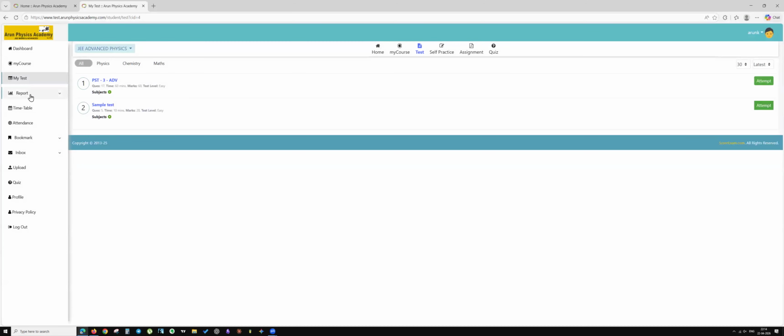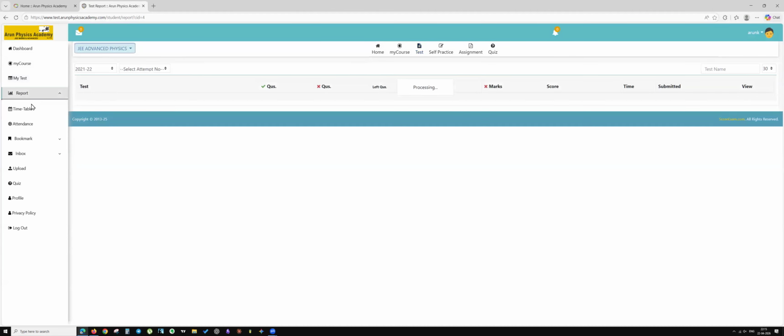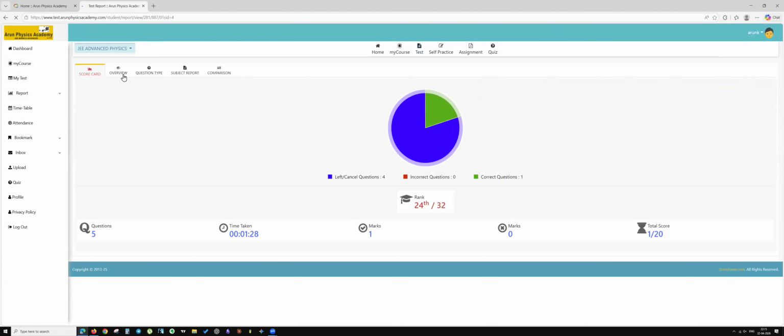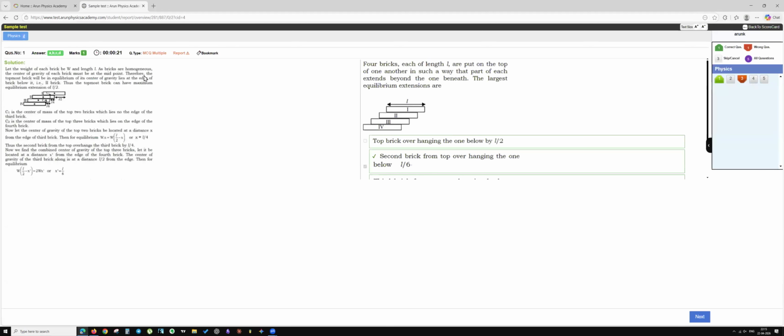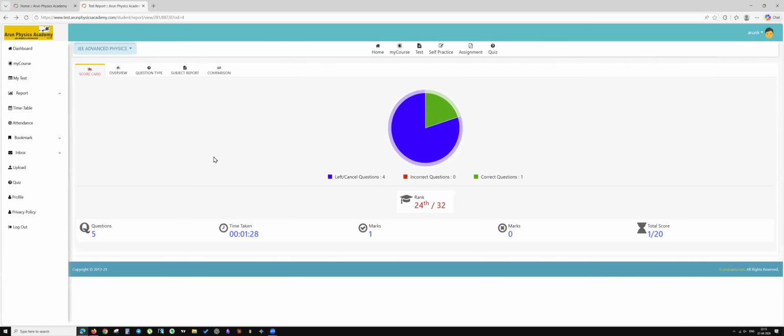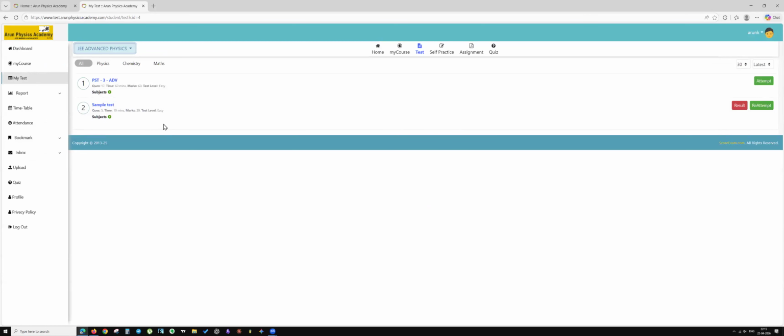After writing the test, you can go to the reports and click on them, and there you can see your reports. This will tell you about all your questions, an overview, how much time you took for each question, how much time you spent, what your rank was among all the people, and everything. So you can play around with this. You can attempt the test multiple times, but the actual exam you can attempt only once.